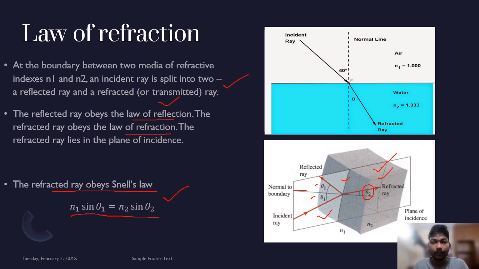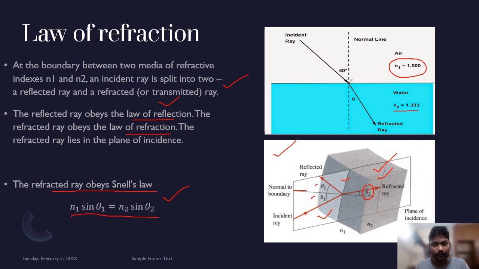These laws, the law of reflection and the law of refraction, can be derived from boundary condition principles. If we apply boundary conditions, it can be easily derived, but we should not go much deeper into that. This figure we have already discussed. In this figure, I have shown that this is water, n2 is 1.33.